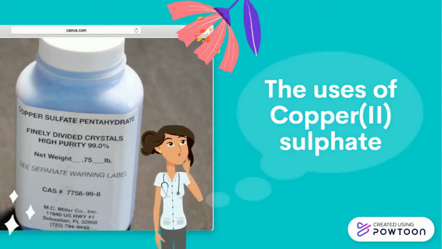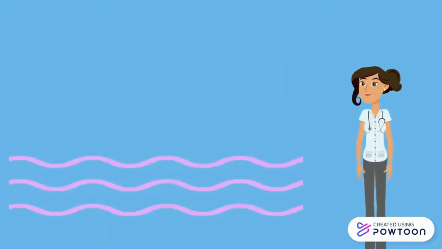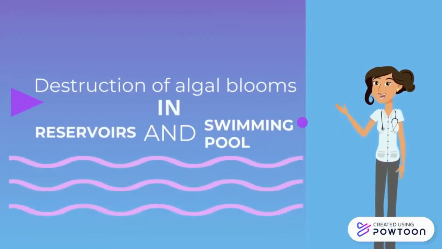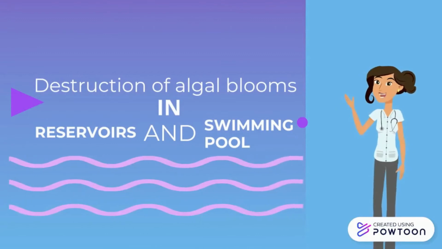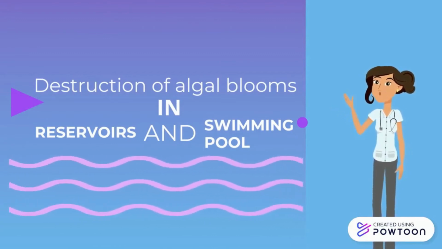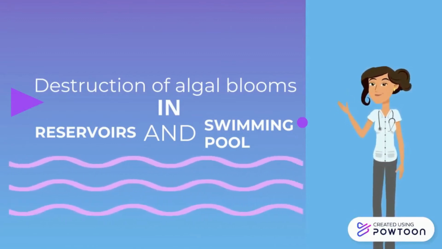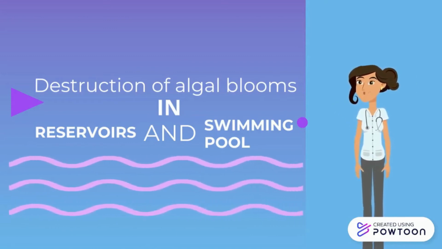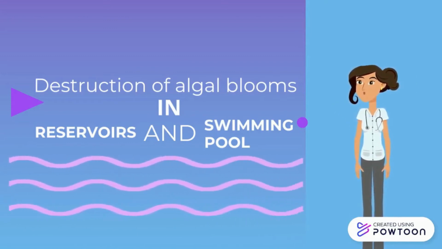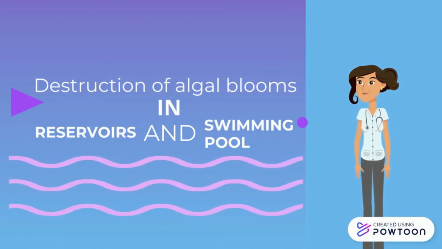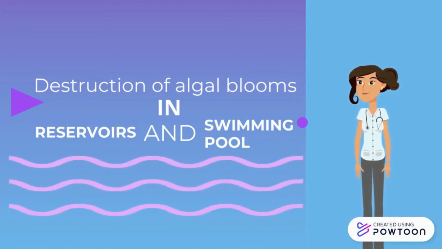What are the uses of copper sulfate? First of all, copper sulfate can function in the destruction of algal blooms in residuals and chemicals. Algal blooms can cause ecological imbalance. Therefore, copper sulfate is used to solve this problem, as the copper in the copper sulfate can bind to the proteins in the algae and damage the cells.